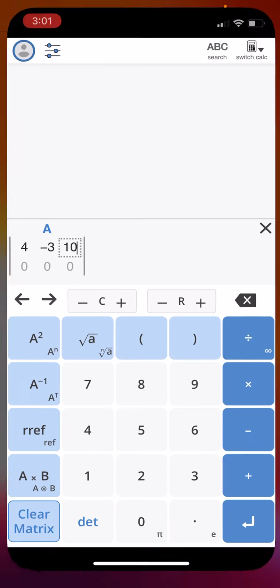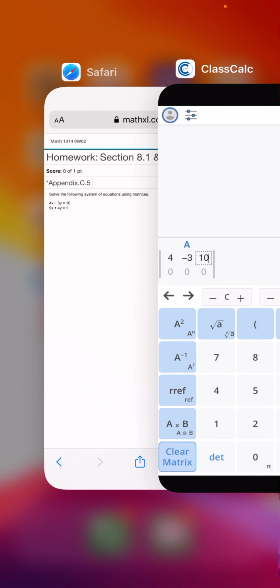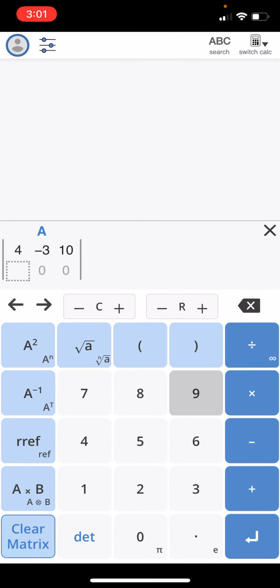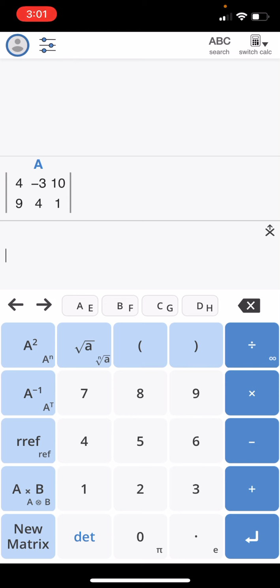For the second row, when I look at those coefficients, I have a 9, 4, then 1. My coefficient in front of x was a 9. My coefficient in front of y was a 4, and then that constant was a 1. So again, this first column is like an x column, then a y column, then a constant column. And I can press Enter.